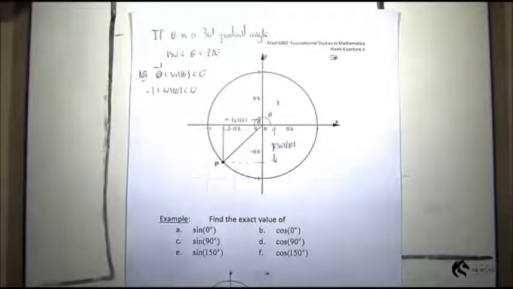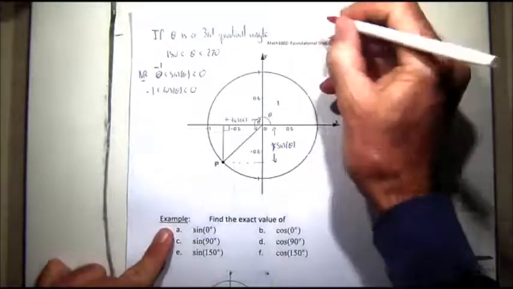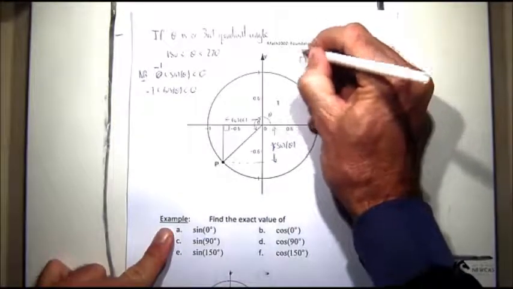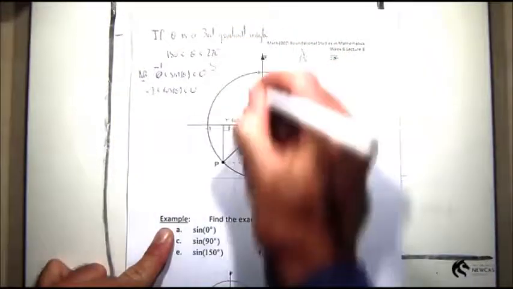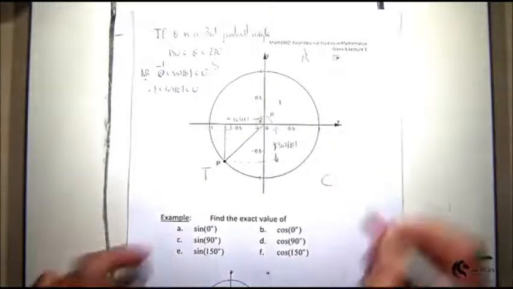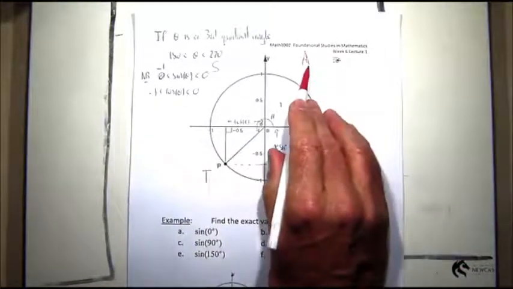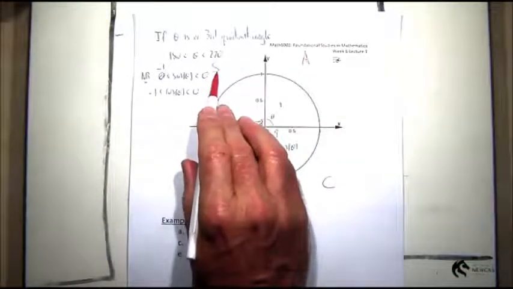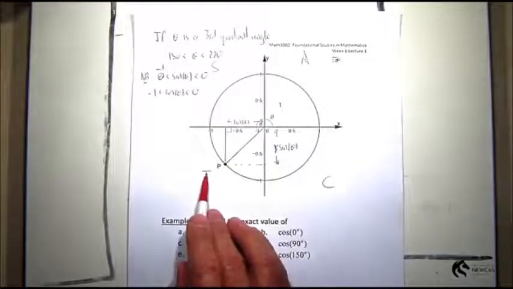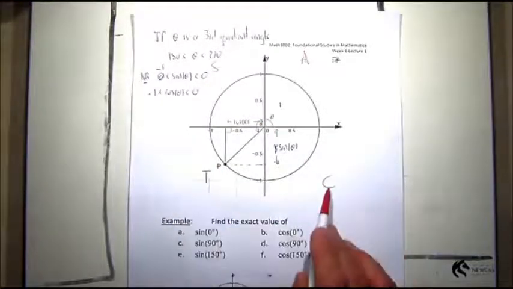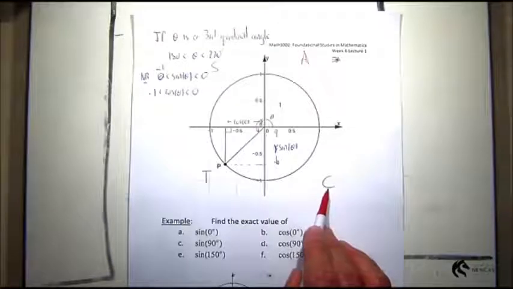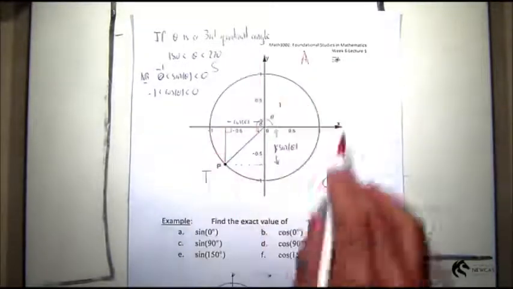And there's a little standard mnemonic that is quite often used. You put an A, S, T, C in there. All trig ratios positive. The sine is the only one that's positive in the second quadrant. Tan is the only one that's positive in the third quadrant. And cos is the only one positive in the fourth quadrant. And you can make up whatever words you feel like to go with that.